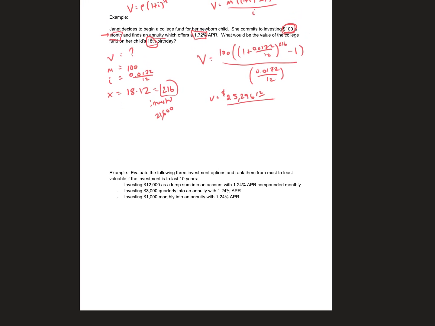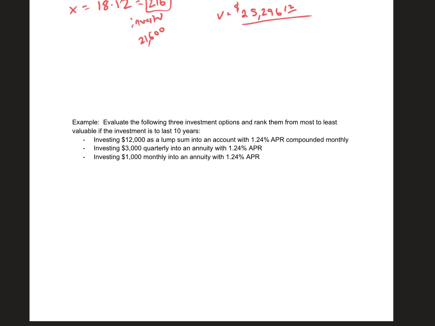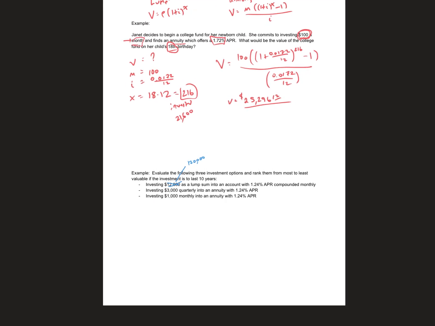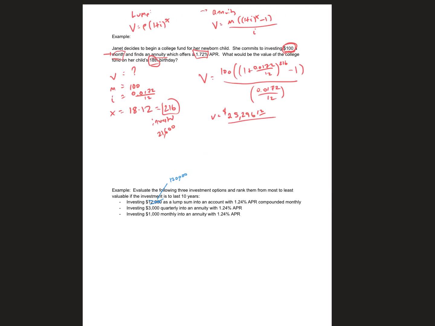So when we look at this bottom problem, we're going to change one number because I messed up when I wrote this. Instead of 12,000, I wanted this first thing to be 120,000. Now, here we have to decide what formula we're going to use first, and then use that formula. So look at the three options. The first option is a lump sum, so we're going to use the lump sum formula for that.